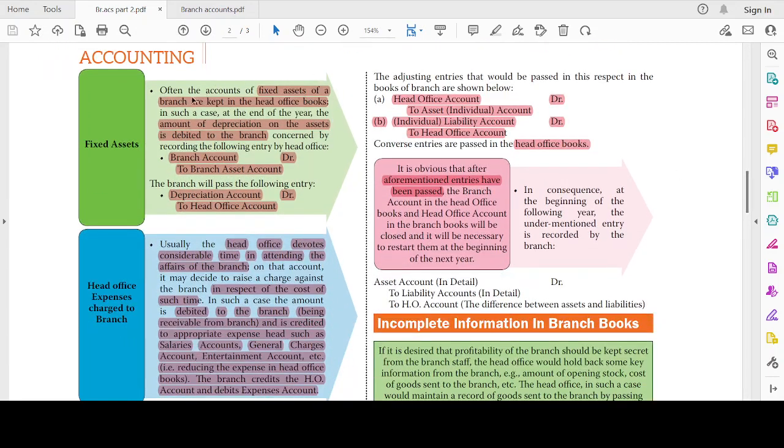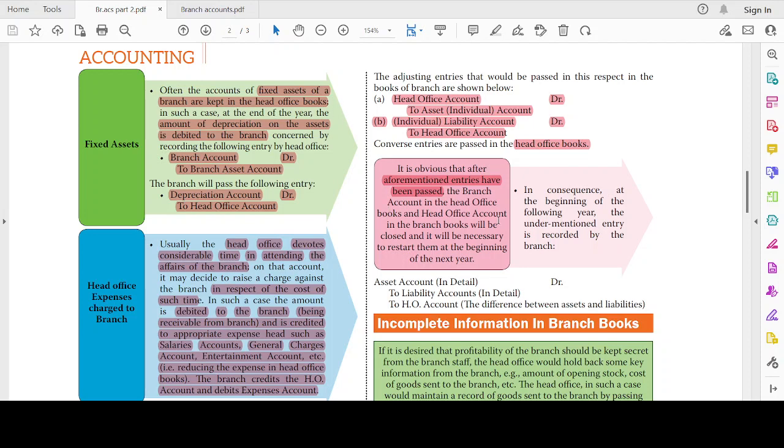Then moving on to fixed assets. Often accounts of the fixed assets of a branch are kept in the head office books. In such a case, at the end of the year, the amount of depreciation on the assets is debited to the branch concerned by recording the following journal entry by the head office. Branch account debit to branch asset account. Okay, the branch will pass what entry? Depreciation account debit to head office account. Since the asset is in one book and depreciation is in other books, we are maintaining this type of journal entry.